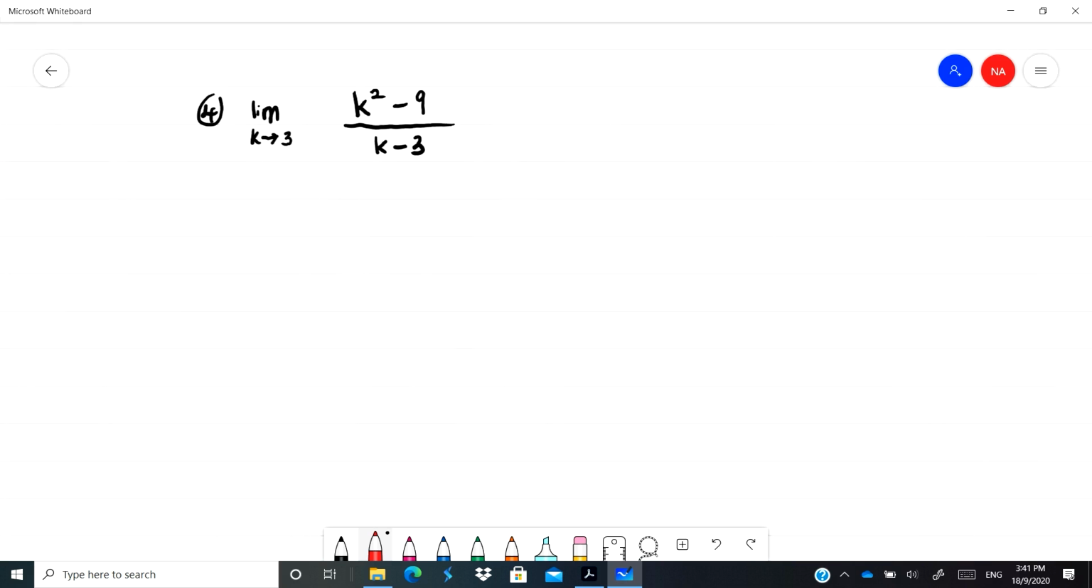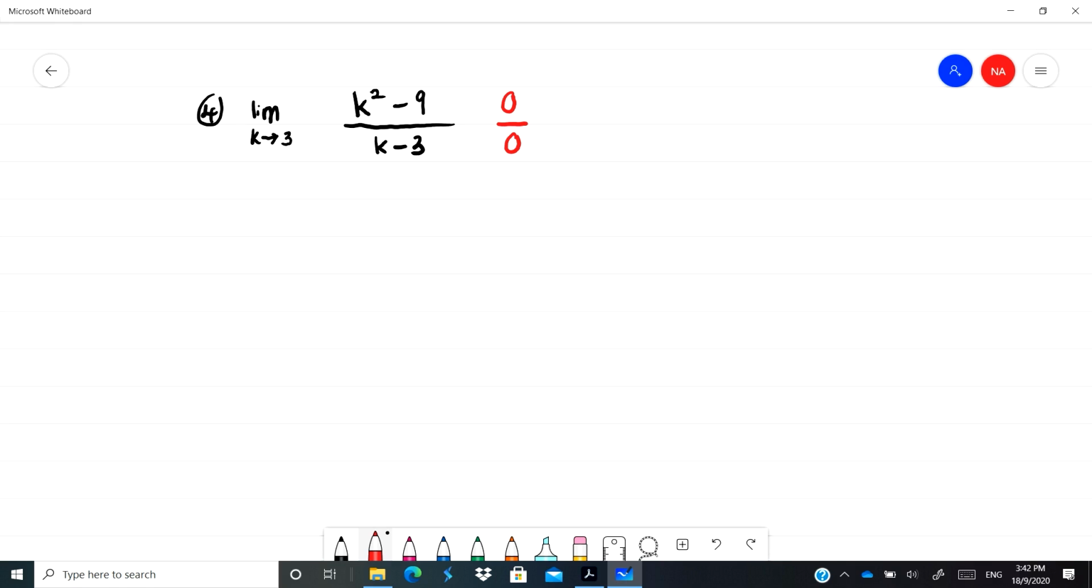All right, so let's look at number 4 here. If you have limit as k approaching 3, the variable can be anything. It can be x, k, y, t, or any variable used. In this case they use k. If you try to substitute with the value 3, 3 squared minus 9, you get 9 minus 9 is 0. And at the denominator, 3 minus 3 is 0. So this is a 0 over 0 case.